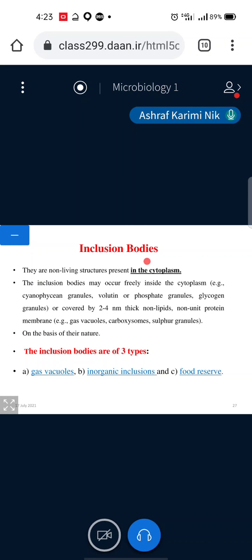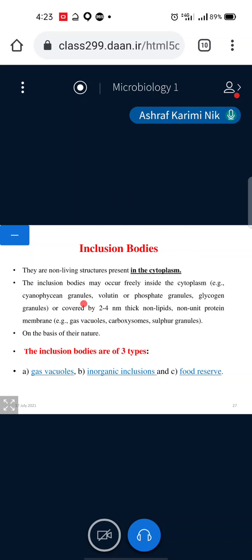Inclusion bodies. All bacteria have inclusion bodies in the cytoplasm, but the type of inclusion bodies are different. They are non-living structures present in the cytoplasm. The inclusion bodies may occur freely inside the cytoplasm.